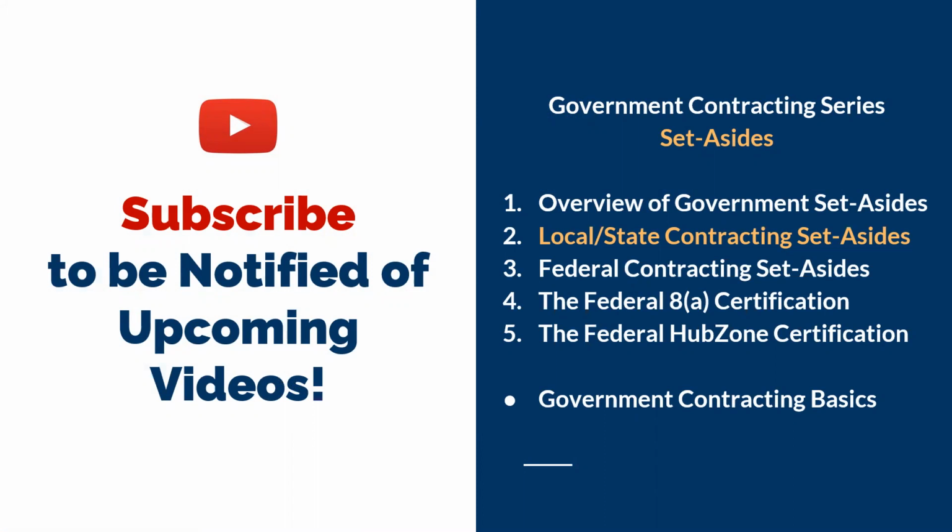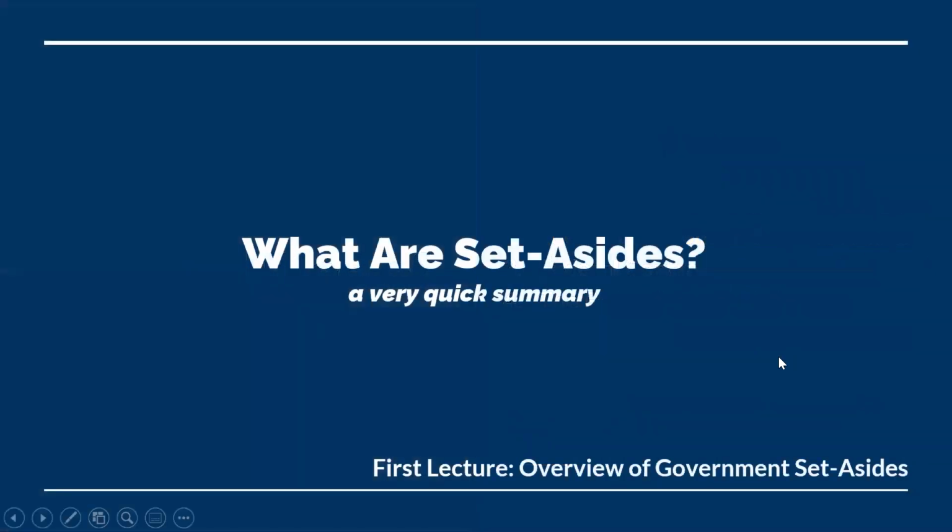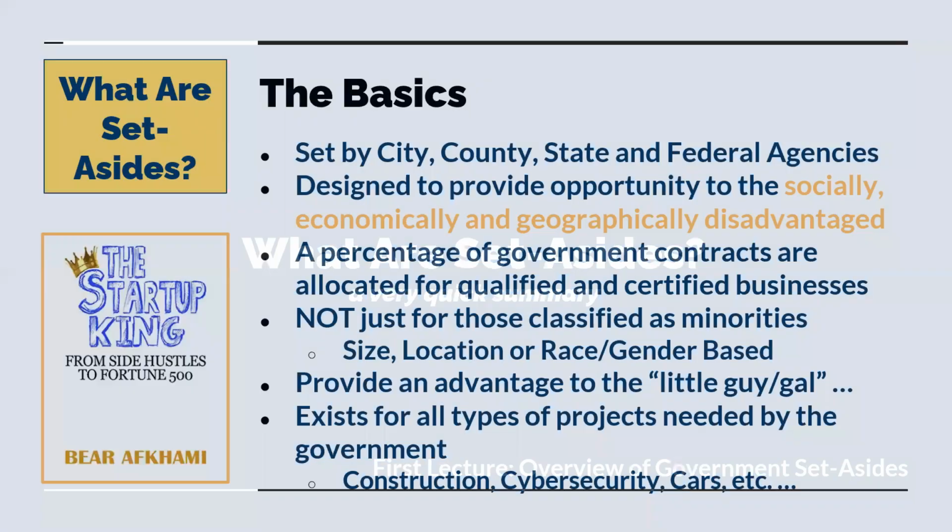This video, as you can see, is a part of a series, 5 parts on government contracting. And specifically, we're talking about set-asides, local and state government. So what are set-asides? We're going to give you a very quick summary, but if you're interested in learning more, please watch our first lecture on this series, Overview of Government Set-asides.